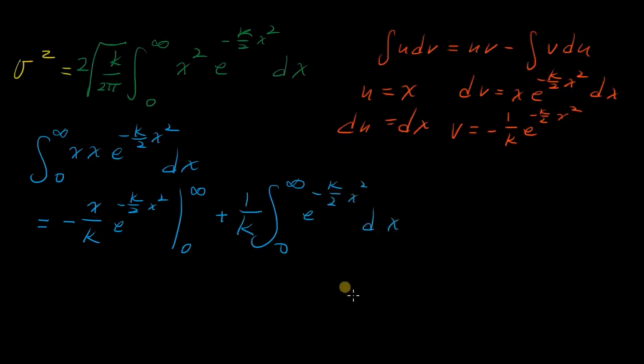Okay, so let's think about what this is. So this first part here, and again, I know I should have written this as a limit, but I'm just being lazy, so I'm just plugging in directly. But if you plug in infinity here for x, you're going to get e to the negative infinity, which is going to be 0, and it's going to kill this. And if you plug in 0 here, it's going to turn into 0 and kill this. So this whole thing goes away.